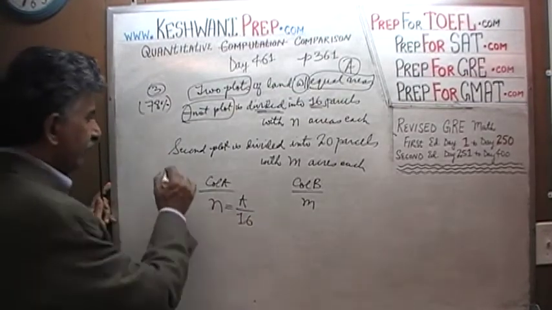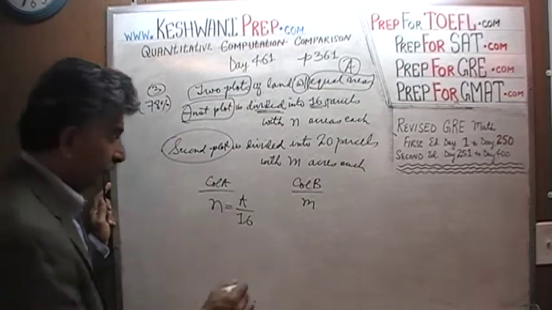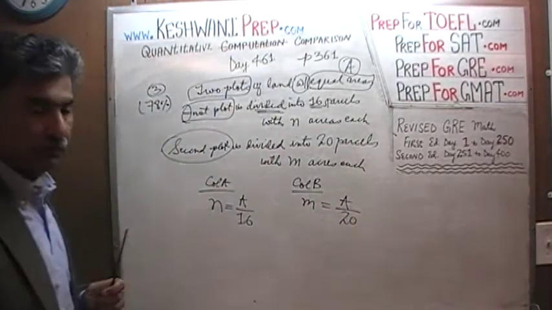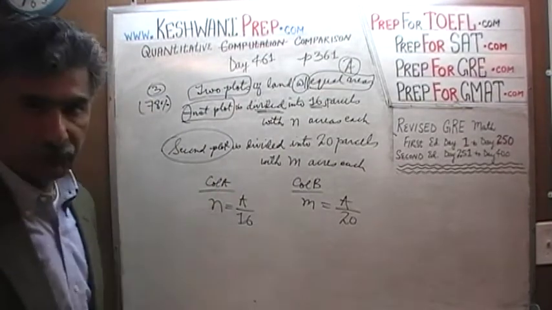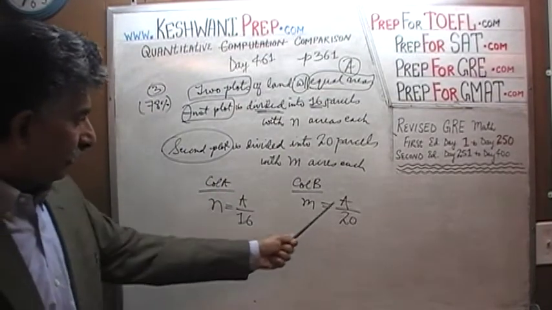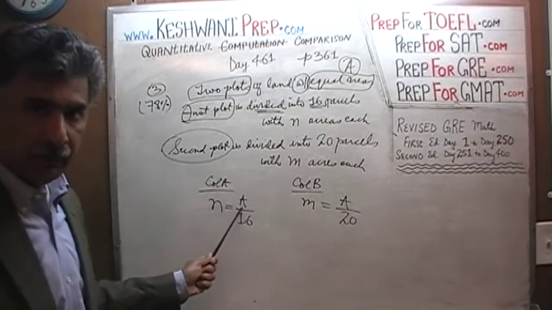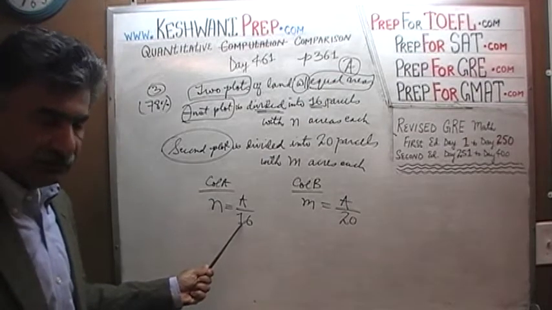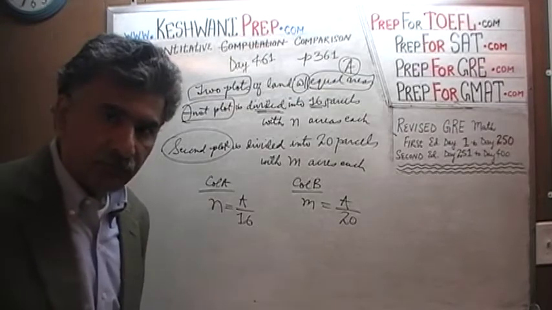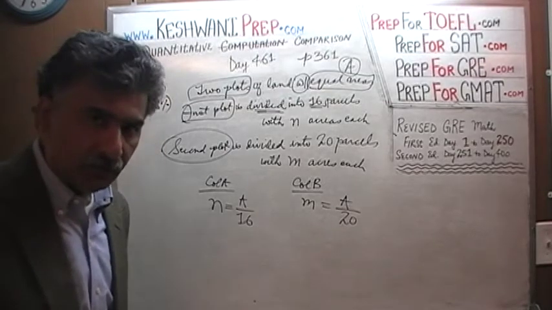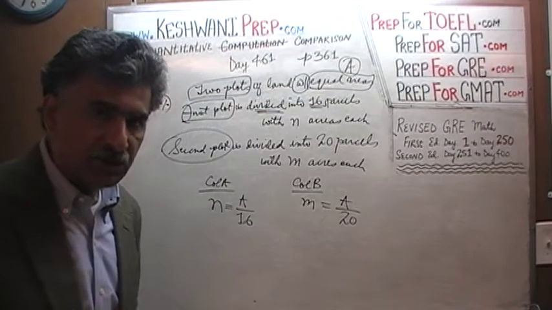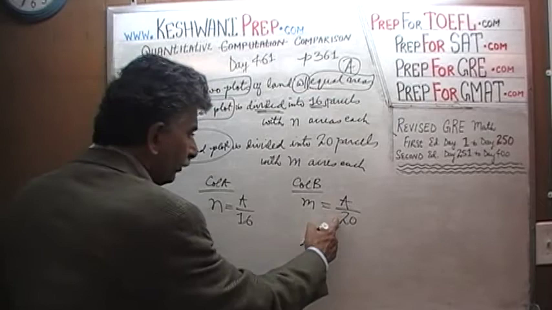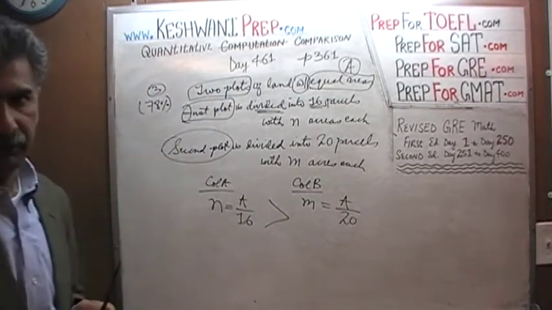The second plot, which is of the same area, which means it's also A, is divided into 20 parcels. Since the numerator is the same, it's the same amount of land, but here we're dividing into only 16 pieces, and here we're dividing into 20 parts. Obviously the more parts we divide into, the smaller the size of each part. Because the bottom is bigger here, A over 20 is going to be less than A over 16.